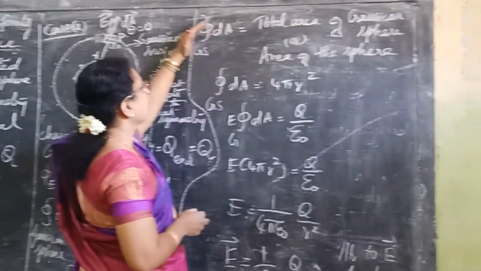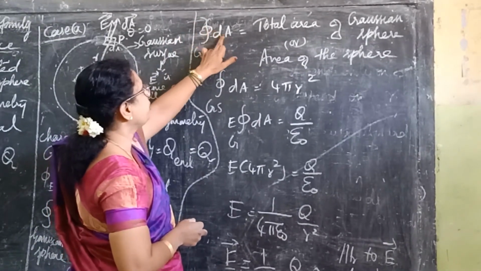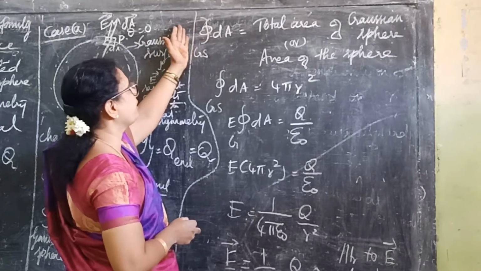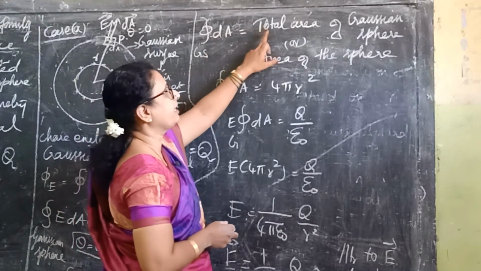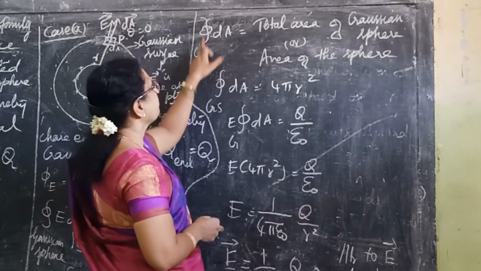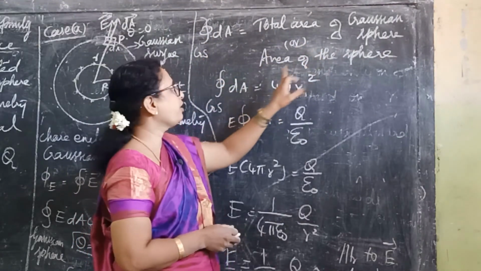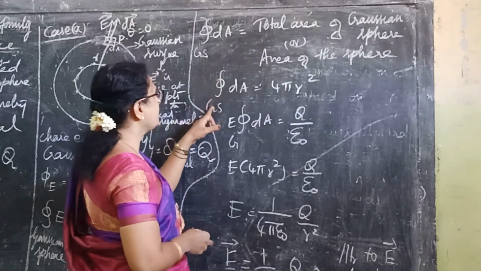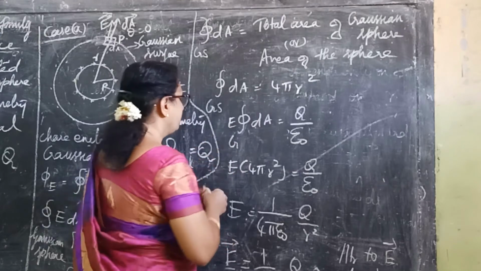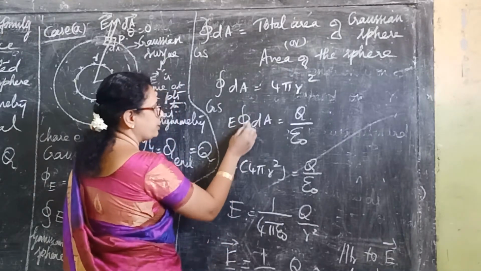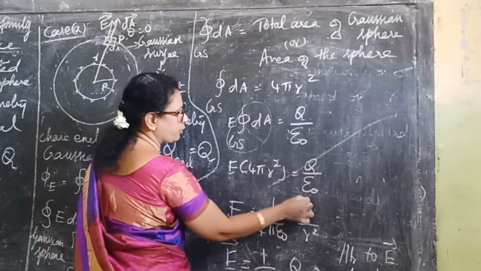We have got the expression, closed integral over the Gaussian sphere of E dA. E is uniform, so you can take it out of the integral sign. So we will have integral dA. Integral dA is A, the total area of the Gaussian sphere, because it is a closed integral, it is the full area of the sphere. The area of the sphere is 4 pi r square. So E times 4 pi r square is equal to Q by epsilon naught.